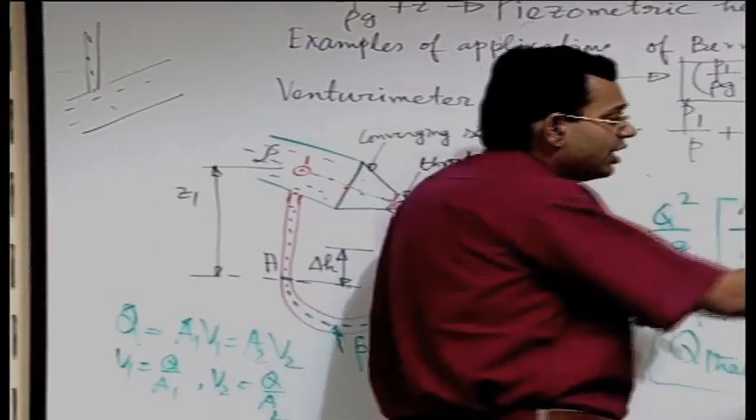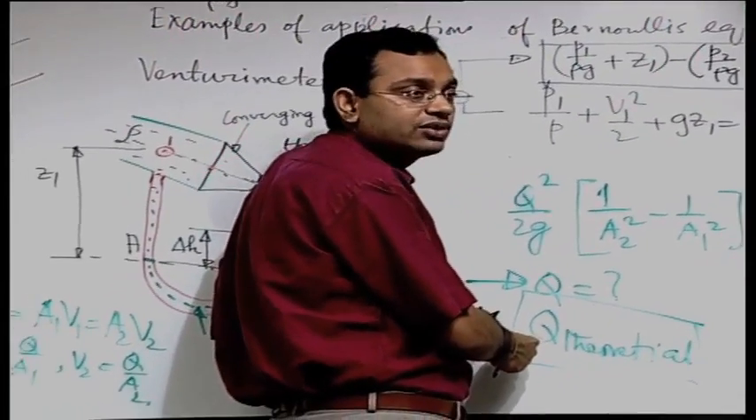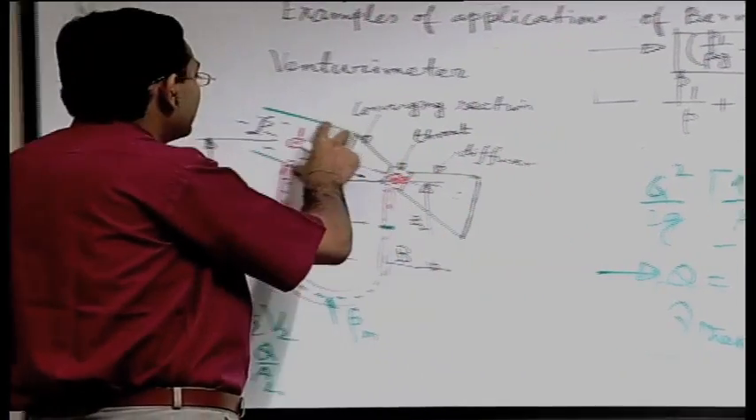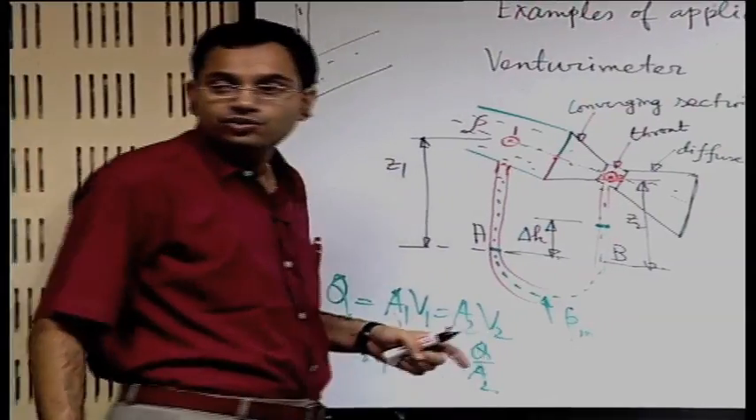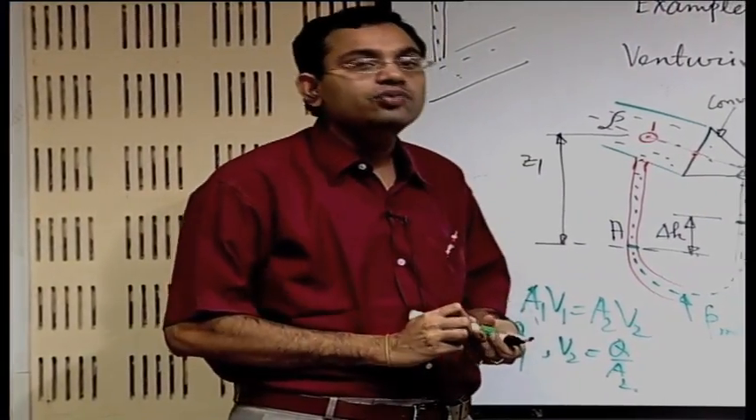But if it was ideal, just by getting the delta H reading you could get the flow rate through the pipe, because A1 and A2 you know are the areas of cross sections of 1 and 2, which are given geometrical parameters. So we stop here today, we will continue with that in the next class.